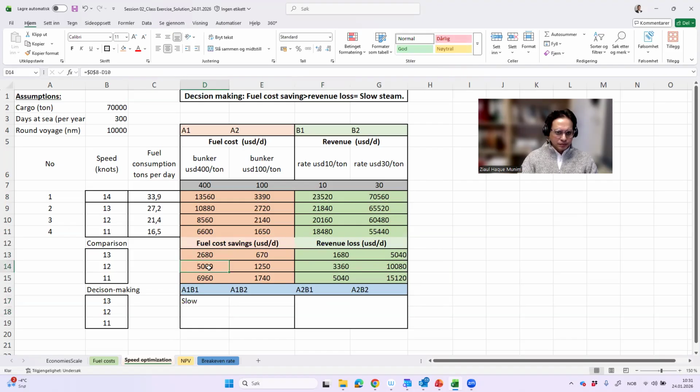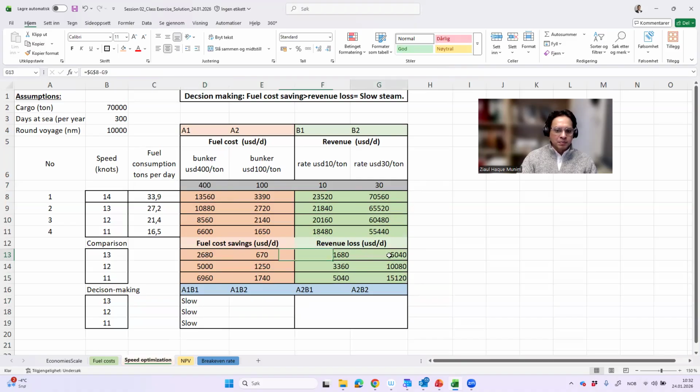Let's look here. A1 with B1. Is our fuel cost saving higher than revenue loss? Yes. So we slow. This one with this one, A1 with B1 again. Should we slow? Yes. So if our bunker price is 400 and our rate per ton for transportation is $10, we should slow down, right?